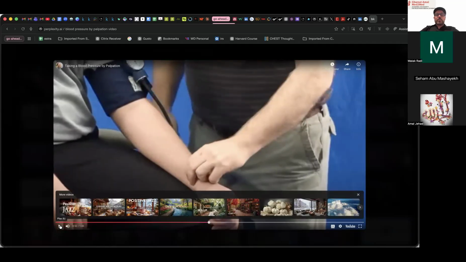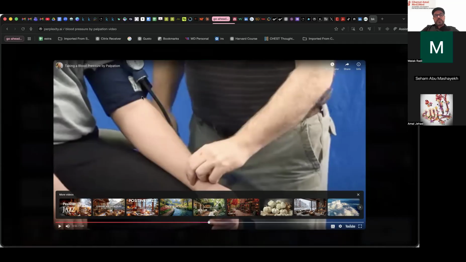I want you to notice the blood pressure cuff. This rubber tube right here has to be right over the brachial artery. Okay? You cannot put this in the back or on the side. That's not the proper placement.